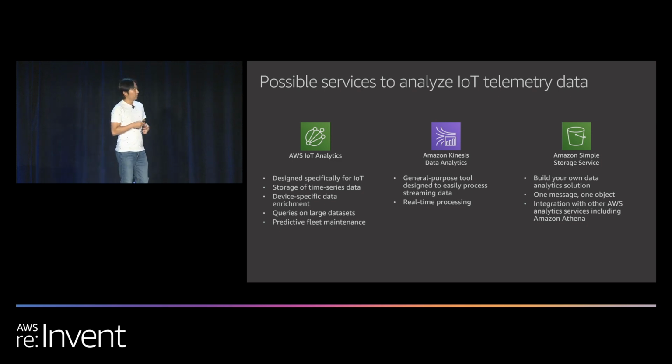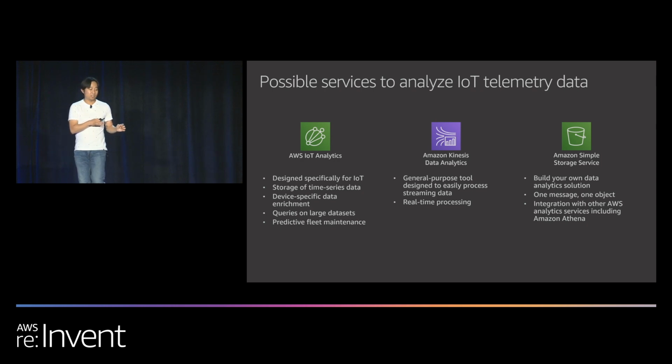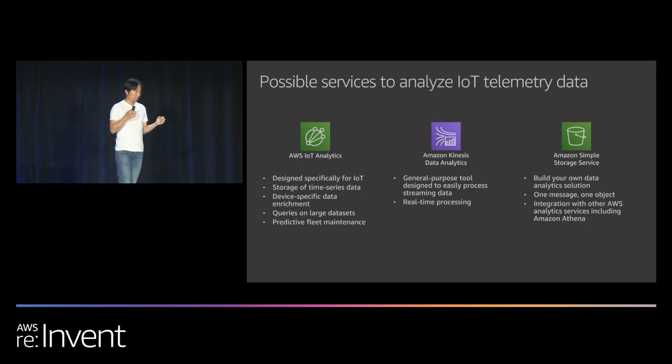If you want real-time data processing, then you can choose Amazon Kinesis Data Analytics instead of AWS IoT Analytics so that you can process real-time data easily. But if you have your own analytics solution, then you can choose Amazon Simple Storage Service as a destination of your data, so that you can point your solution at the S3 bucket and analyze your data. Or you can integrate with other AWS services like Amazon Athena with Amazon Simple Storage Service to analyze your telemetry data.